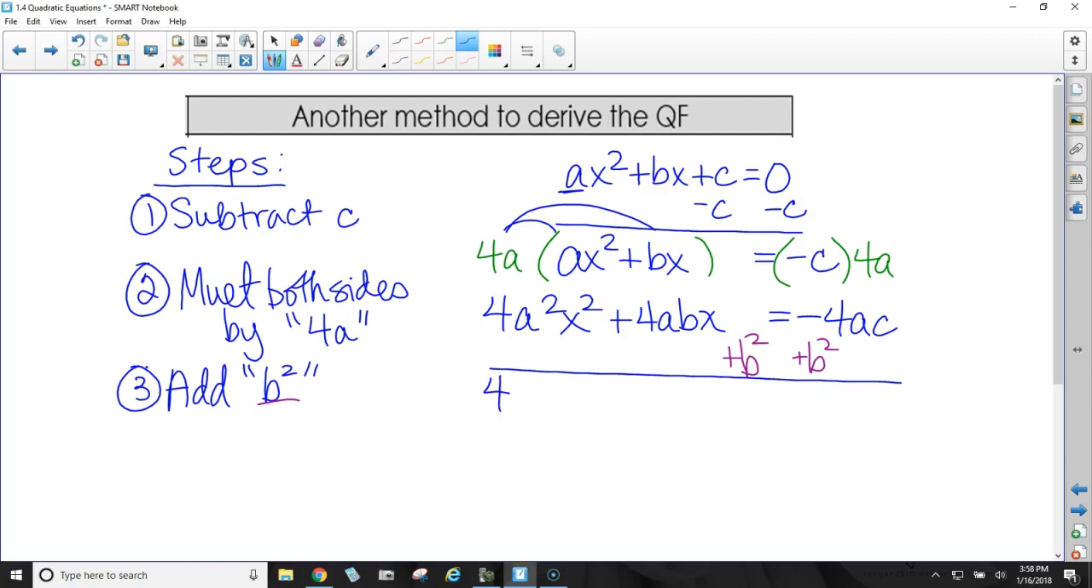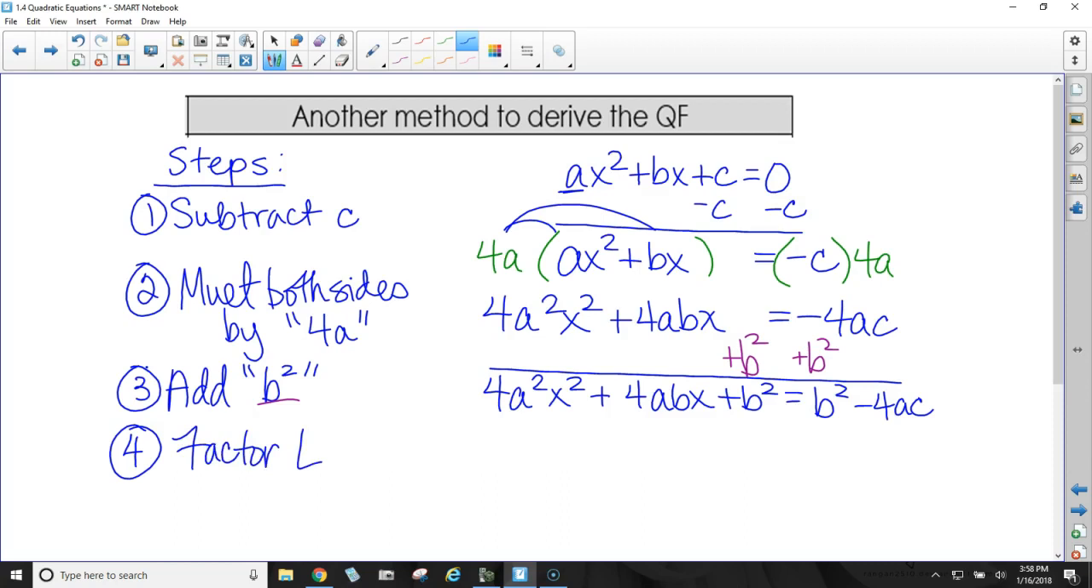So now what we have is 4a squared x squared plus 4abx plus the b squared equals the b squared and then the minus 4ac. In that order, it looks prettiest. The fourth thing we're going to do is factor the left-hand side. LHS, factor the left-hand side.